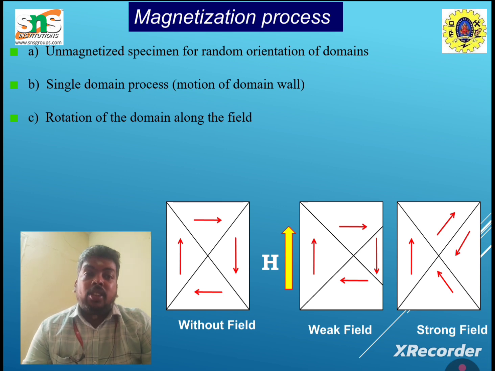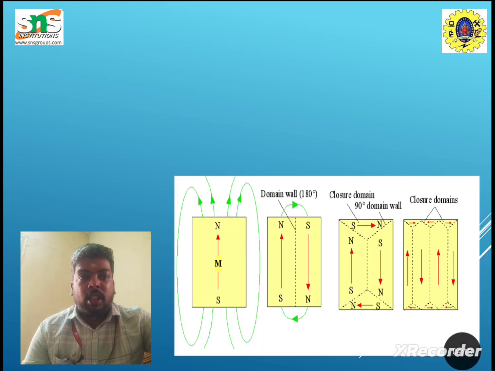So these are the domains without a magnetic field, where H, the applied external field, is absent. When you apply a magnetic field with some value H, a weak field changes the orientation of the dipoles, and the domains differ. When you apply a strong field, the domains will be aligned with the direction of the applied magnetic field. That was the magnetization process.